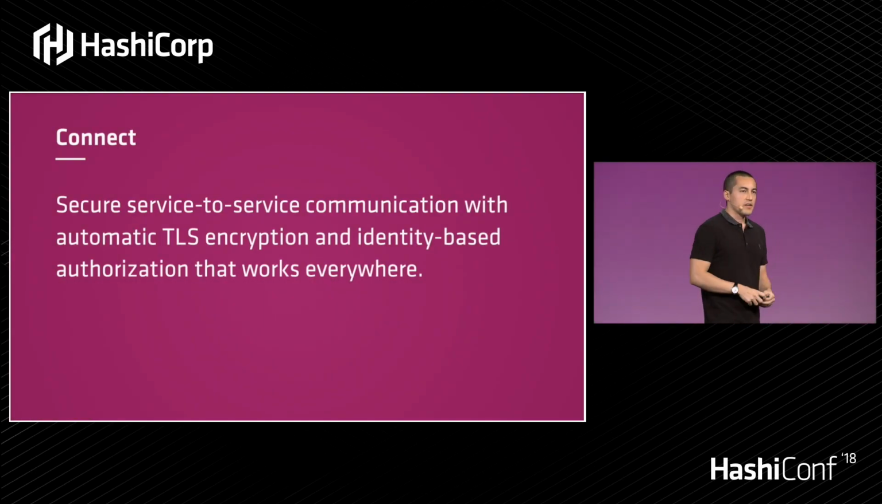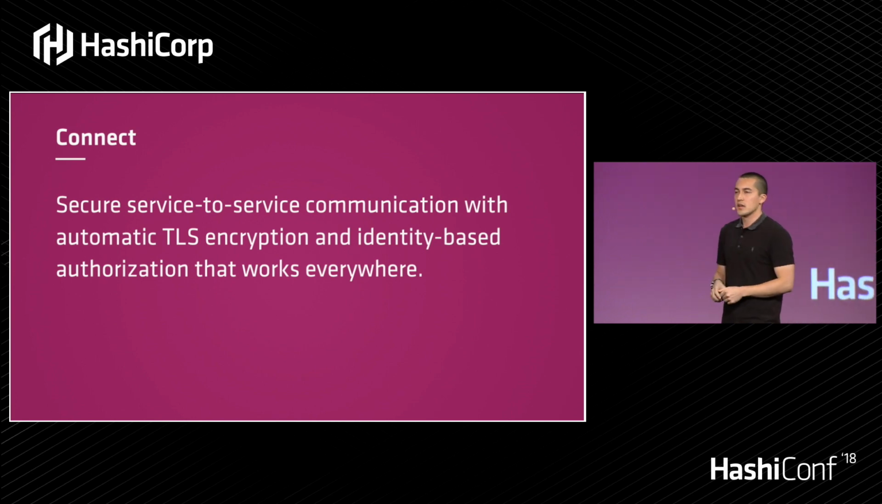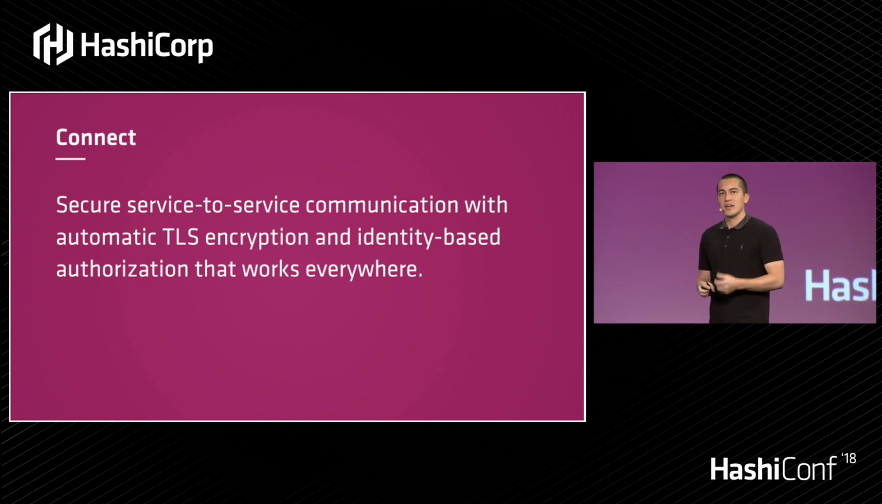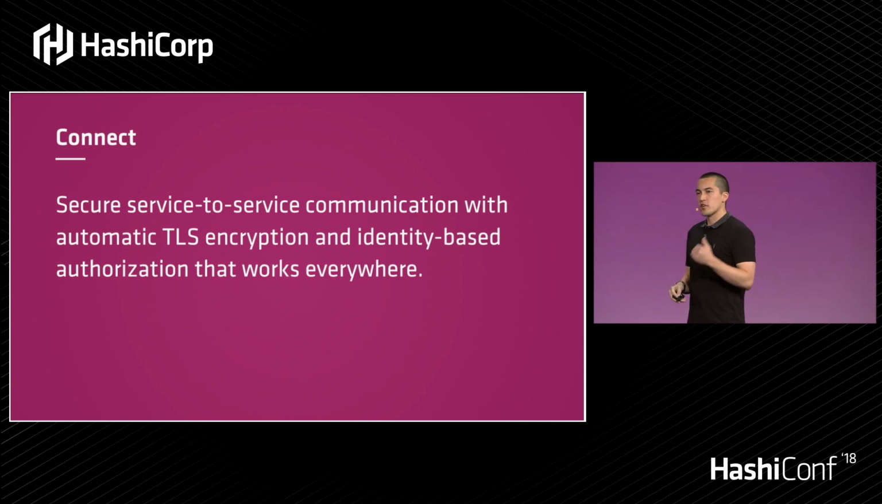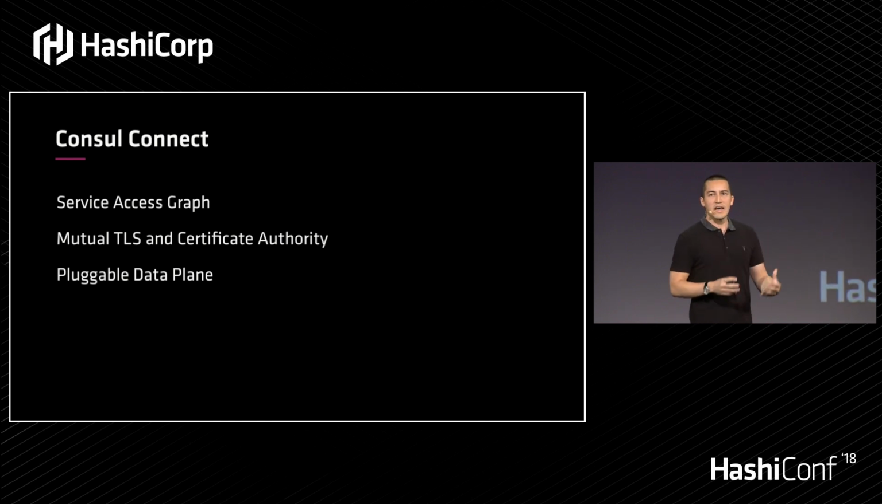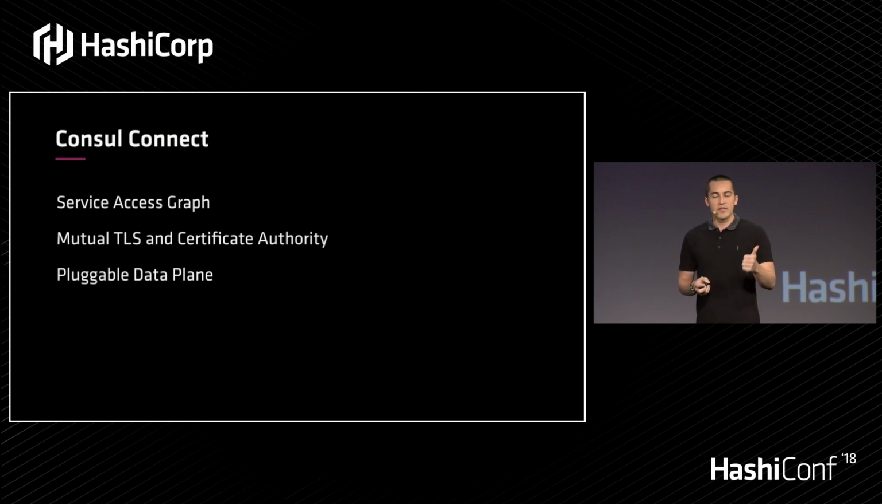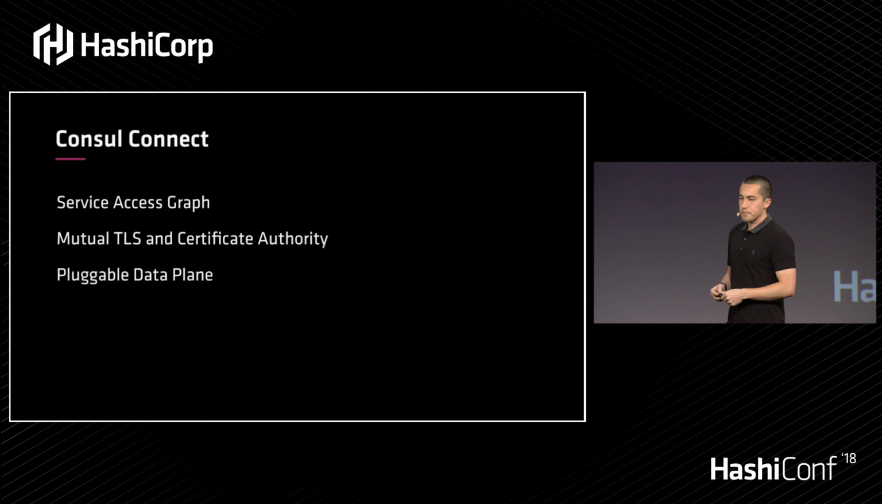And so that was Connect. It's a feature for secure service-to-service communication using automatic TLS encryption and identity-based authorization, and it works everywhere. And I'm just going to really quickly go over what Connect is in more detail rather than the problem. So Connect is comprised of 3 major features. It's a service access graph, it's a mutual TLS and CA, and it has a pluggable data plane.